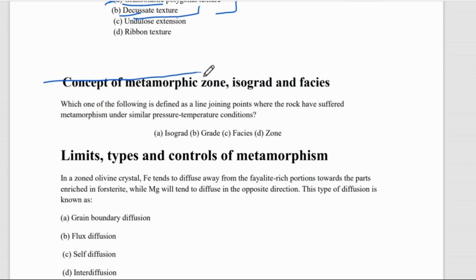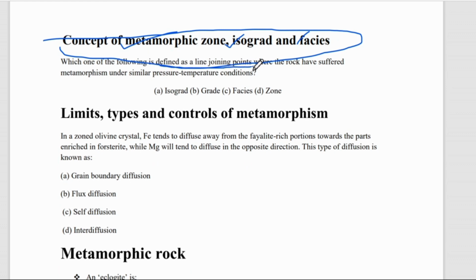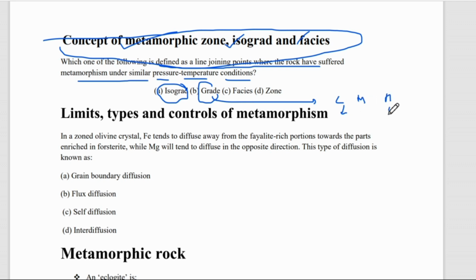Okay. Next topic is the concept of metamorphic zone, isograde and facies. So they can ask questions like what is a metamorphic zone, what is a metamorphic isograde, and what is a metamorphic facies. Which of the following is defined as the line joining points where rock has suffered metamorphism under similar pressure temperature condition? It will be called isograde. Grade is a different thing. Grade is related to temperature. If it is low grade, it means low temperature, medium grade, medium temperature, high grade means high temperature. And facies are a different concept, like zeolite facies, prehnite-pumpellyite facies, greenschist facies, blueschist facies.